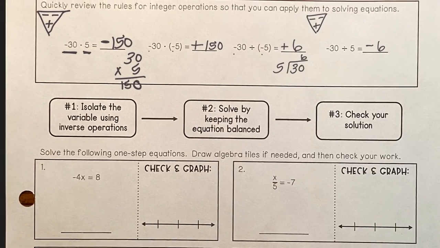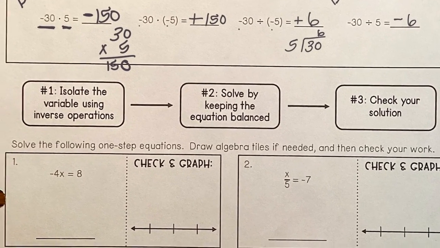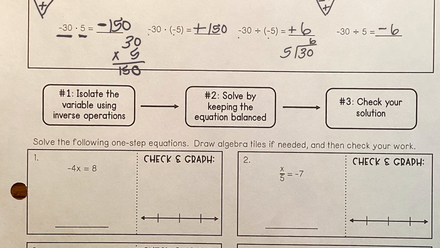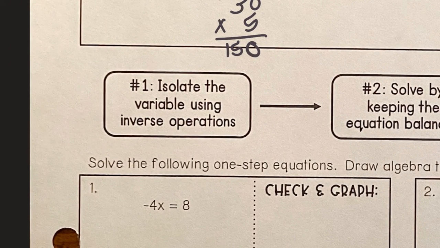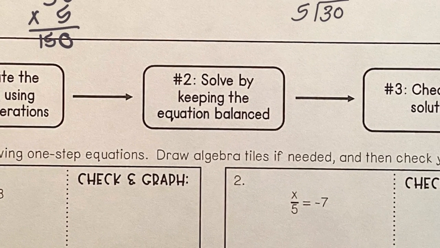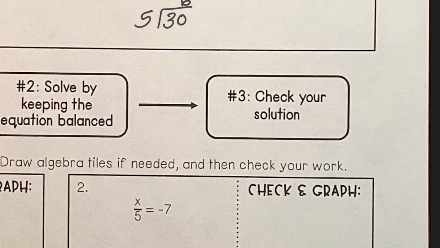All right, after that quick refresh on our integer rules, I want us to go over our rules for solving algebraic equations. So remember, step 1, you're going to isolate the variable by using inverse operations. Inverse operations for multiplication and division are just that. So if you're multiplying, that means you're going to divide. If you're dividing, you're going to multiply. You're going to do the opposite operation, the inverse operation. Then you'll solve by keeping the equation balanced, so whatever you do on one side of the equation, you have to do on the other. And then you're going to check your solution.